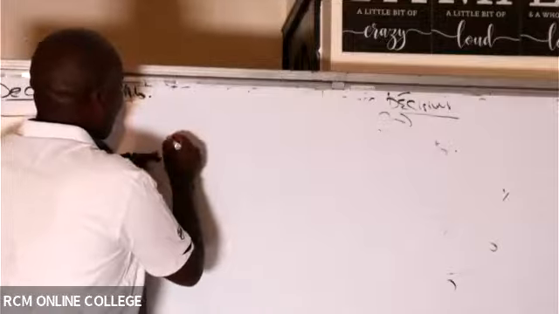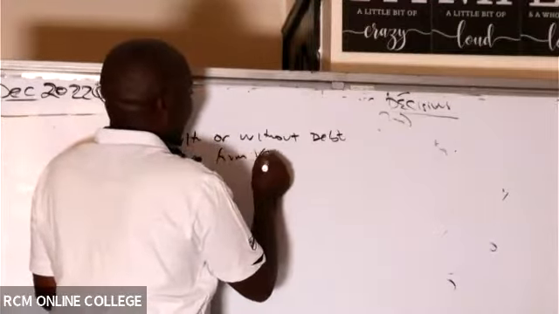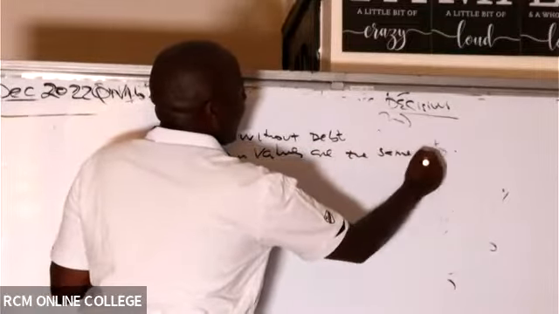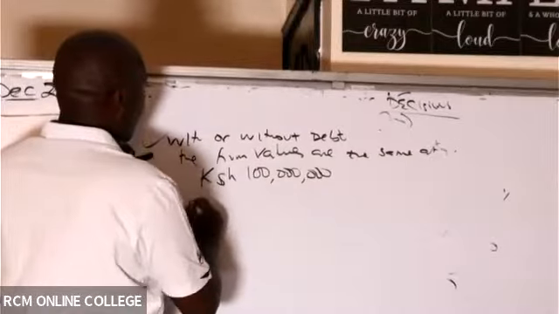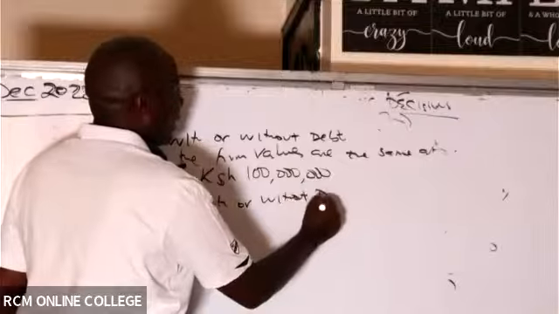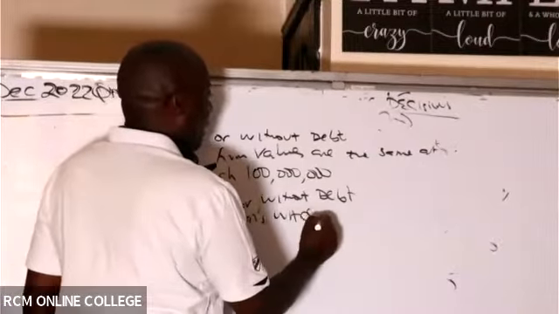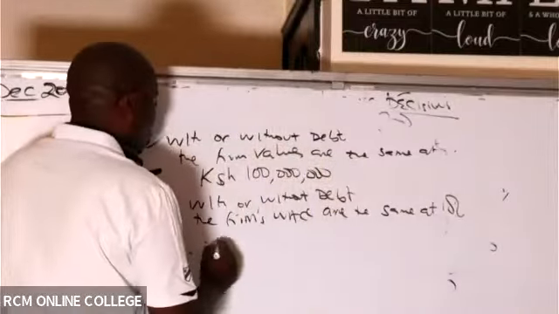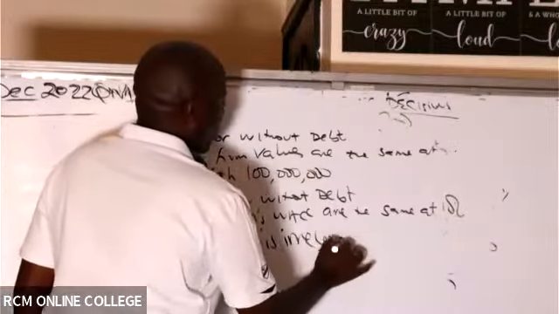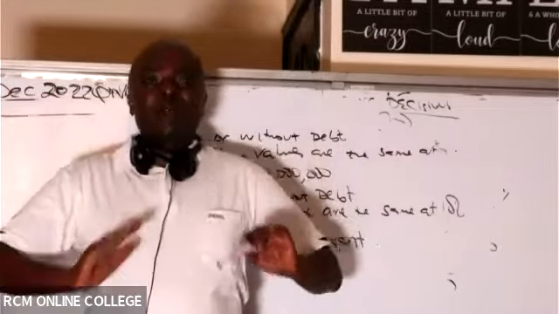Under that table that you have made up there, is that with or without debt, the firm values are the same at Kenya shillings 100 million. That's dash number 1. Dash number 2 is with or without debt, the firm's WACC are the same at 10%. And therefore, debt is irrelevant. That's what was discovered by MM1. In the absence of taxes, whether you have debt or not, the firm value remains the same. You will not have what we call a cost advantage.